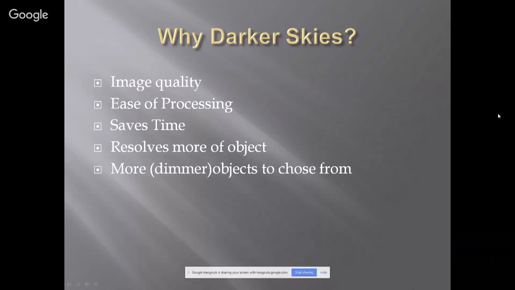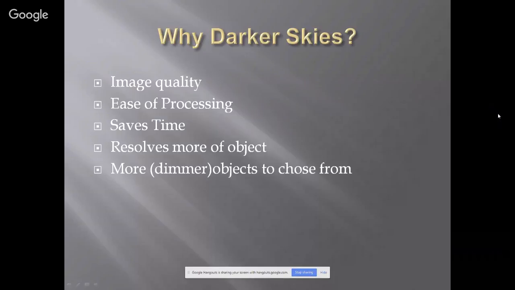When we're imaging, the longer you image, the more you're going to pull the object out from the background. By shooting from darker skies, you're going to take that light pollution out of the equation. So you're going to be imaging further out into the object. You're going to be able to image and resolve darker parts of the object that you might not be able to accomplish from lighter, brighter skies.